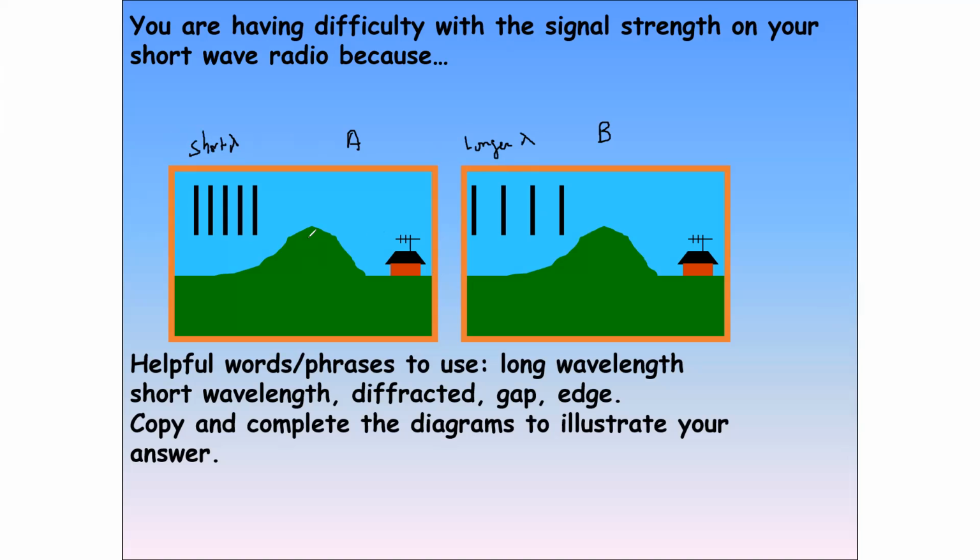When the wave passes through the gap, which one diffracts more? The longer one will diffract more, so as it passes through the gap, it spreads out and the signal will be received. But for a shorter wavelength, it will diffract, but only a small amount of diffraction. So the antenna is not able to catch this wave.